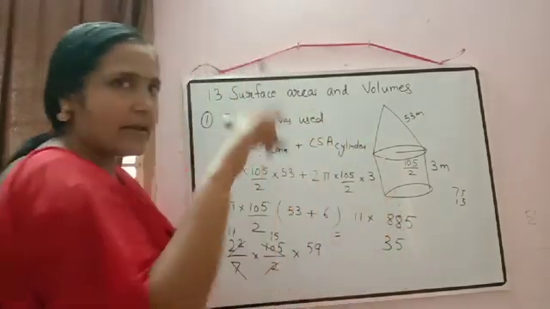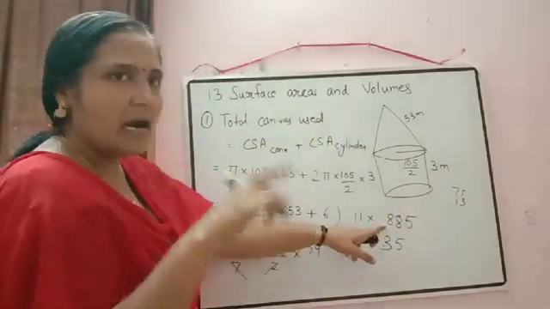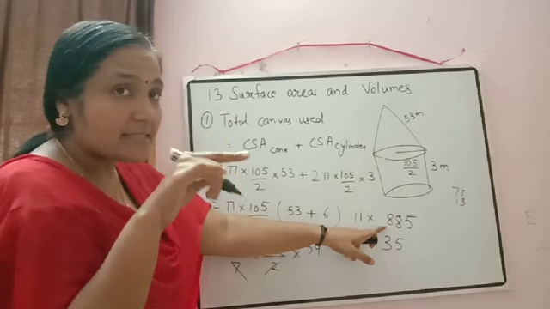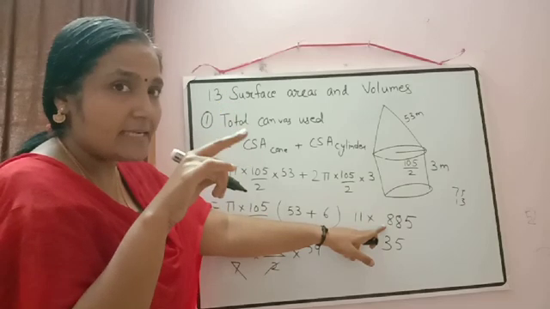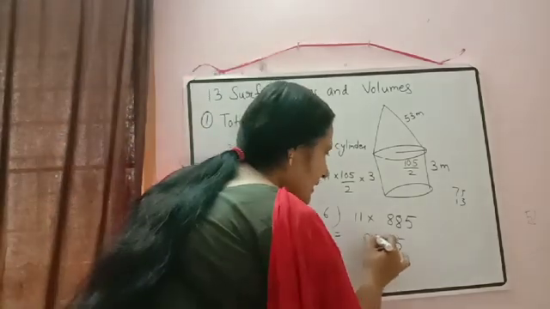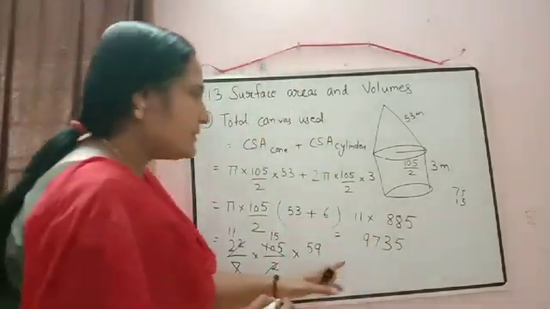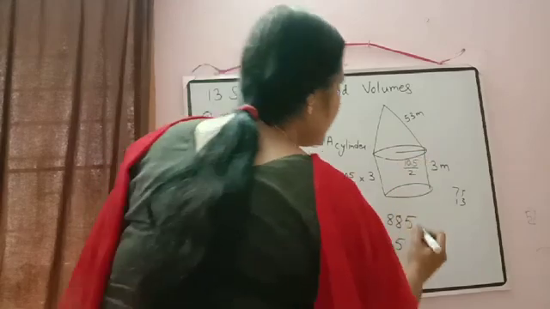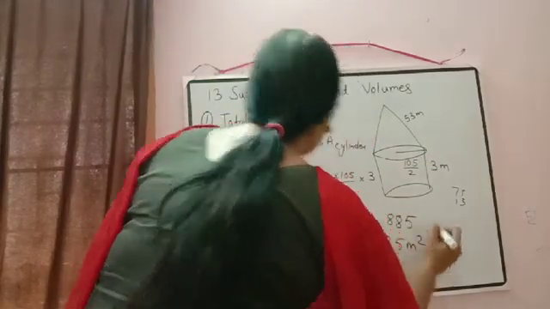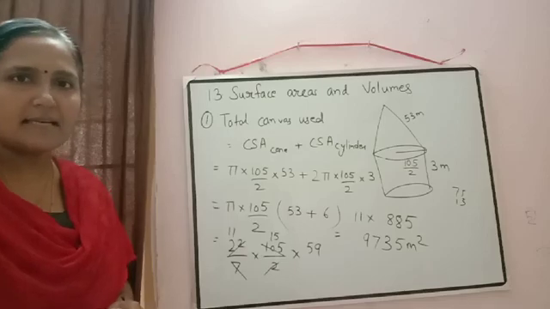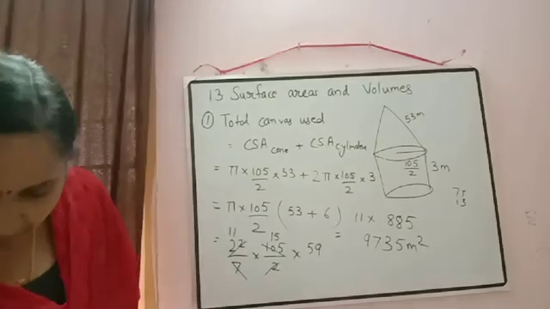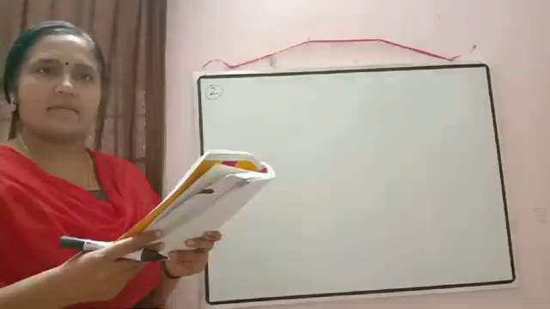So 3 here, carry over 9. 11 8s are 88. 88 plus 9, 9 plus 8, 17. So we will get here 97. So 9735 meter square total canvas used. So I think this concept is clear. Okay, now we'll do the next question.